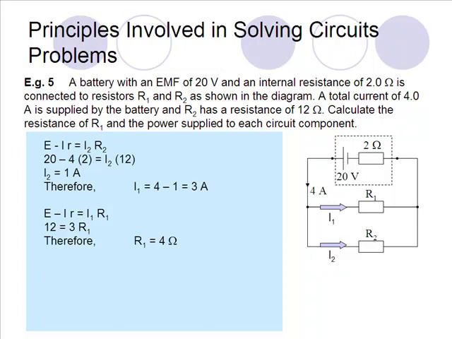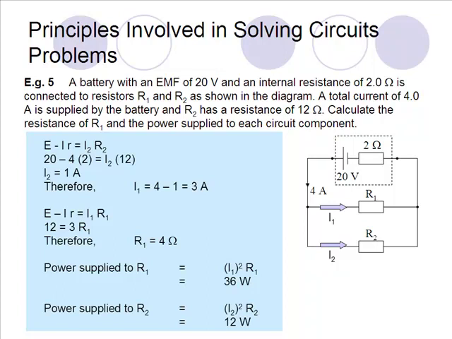That means the power supplied to each circuit component is just I squared R. Yes, very good. That will be 36 less 2 watt, let me calculate, 12 watt. Great. So this is example 5. Any questions with the two examples? No. Okay, great.